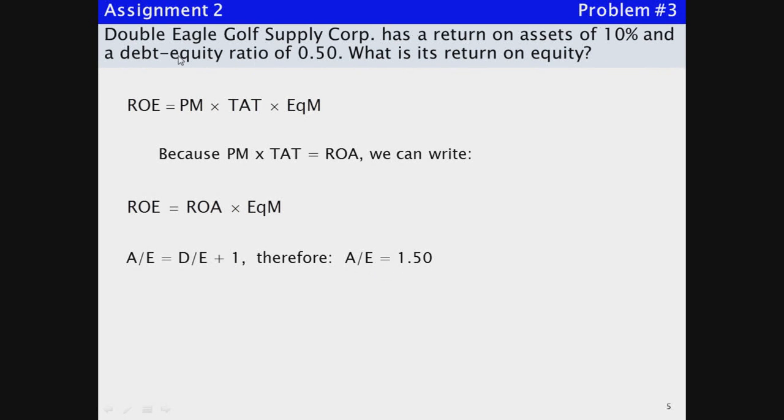We were given the debt equity ratio is 0.5. So D over E, 0.5, plus 1 gives us an equity multiplier, A over E, of 1.5. Therefore, if we take the ROA, which was given as 10%, multiply it by 1.5, we get an ROE of 15%.